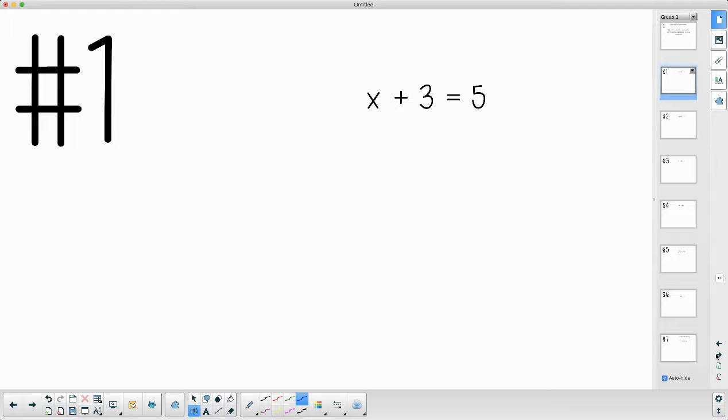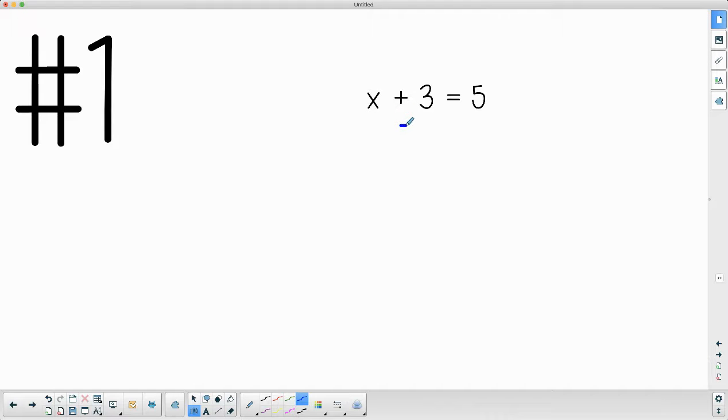So number one asks us to solve for x. We have the problem x plus 3 equals 5. So we need to get our variable alone. So we're going to do the opposite of plus 3, which is to minus 3. Now you'll remember what we do to one side, we have to do to the other side to keep our equation balanced. So this one will cancel out. So then we're left with x equals, to finish the problem, we do 5 minus 3, and that will tell us our answer.